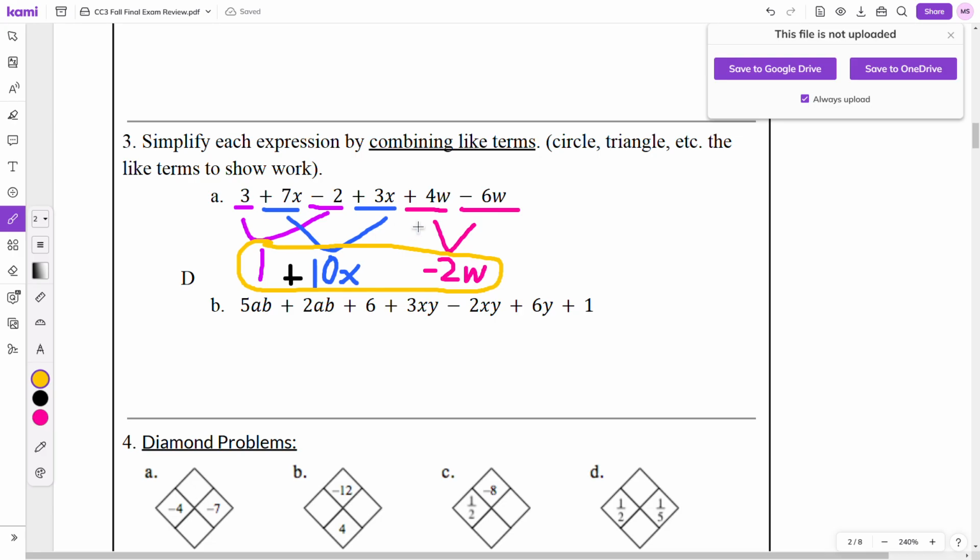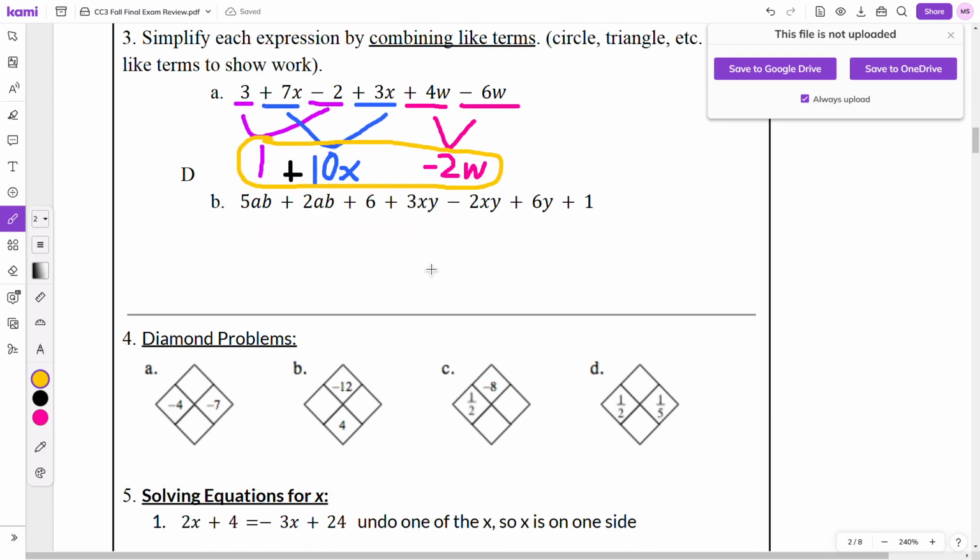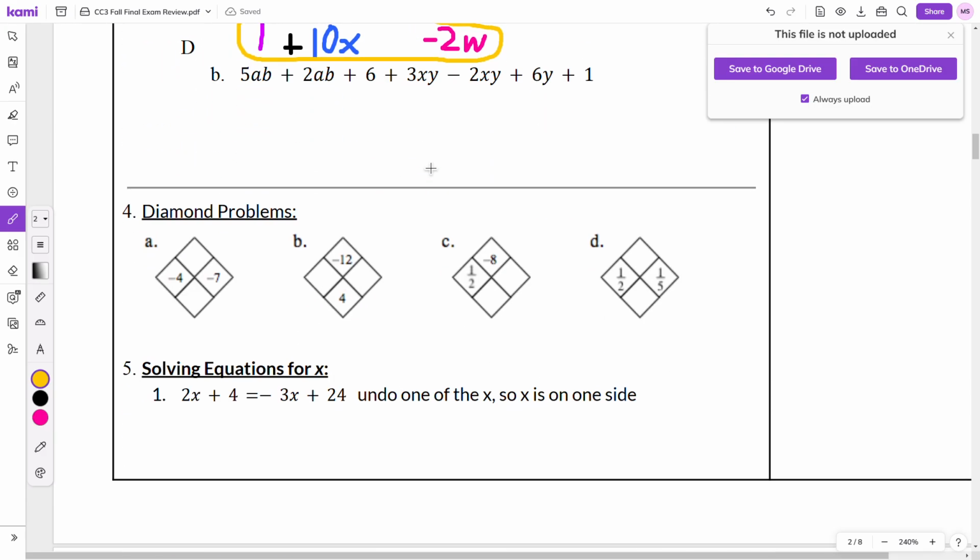Some of you are tempted to keep going, but you have to understand that you cannot add 1 plus 10x. They're not like terms. Like terms means that they have the same exact variables. Okay? If they don't have the same variables, you can't actually add or subtract them. Now you can multiply them, that's fine, but we're not being asked to multiply, we're asked to add and subtract, and you can't do that if they're not like. So you can do the same thing on the other one for number 3.